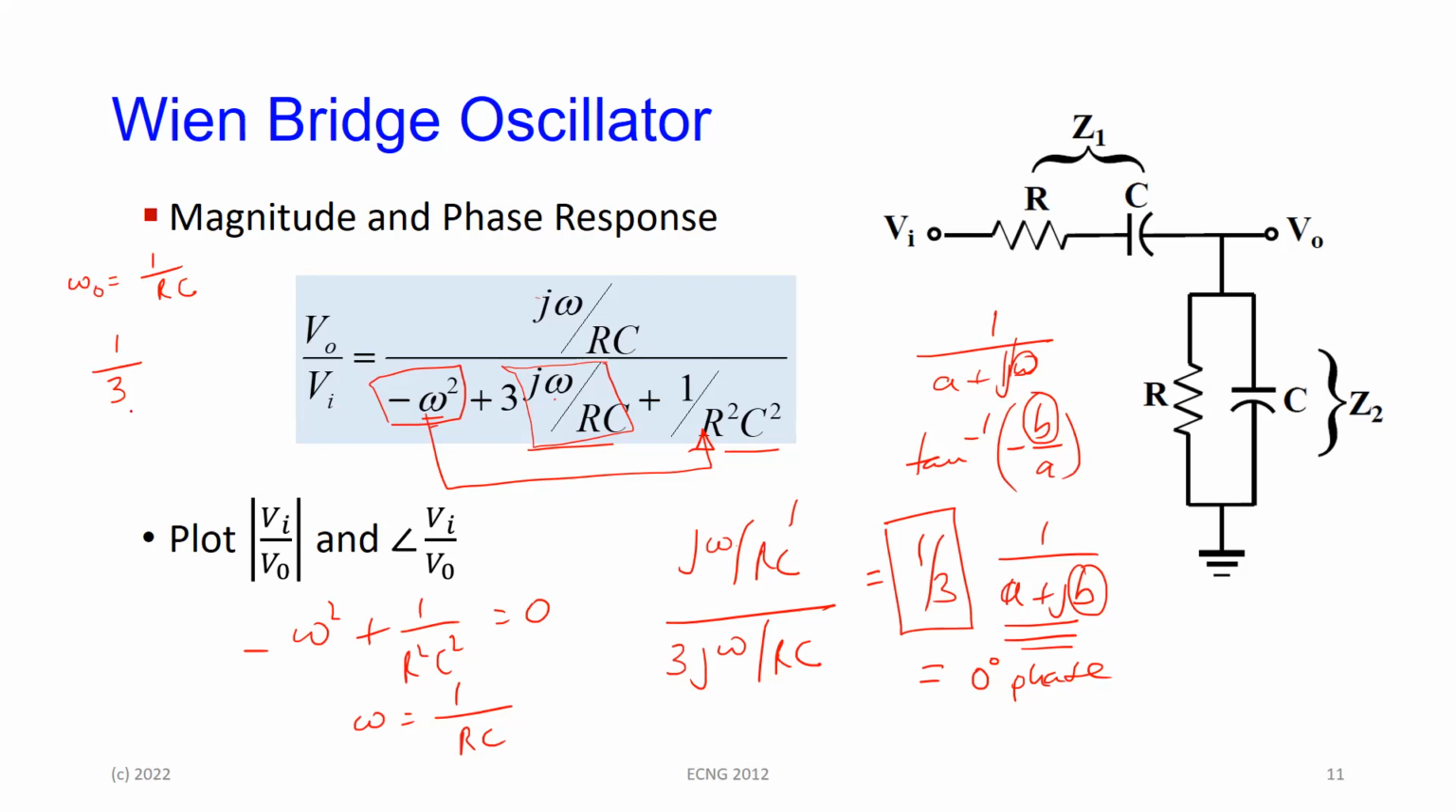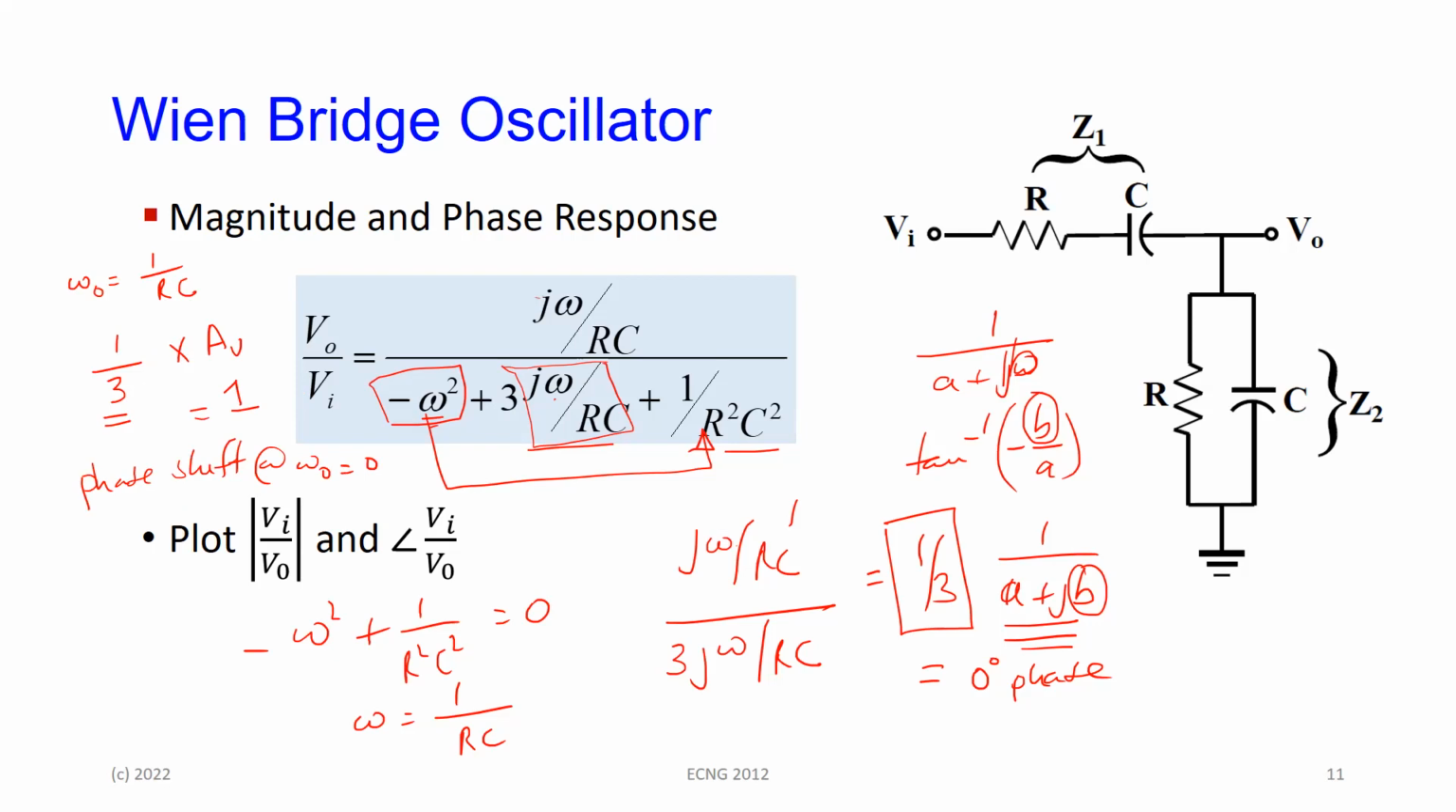The gain is a third. So if we multiply it by the AV of the op amp, we get 1. And then the phase shift at omega naught is equal to 0. So we're satisfying the Barkhausen criterion now.